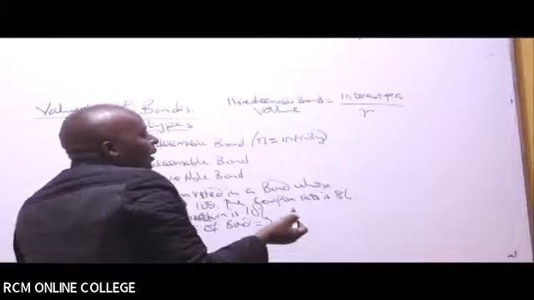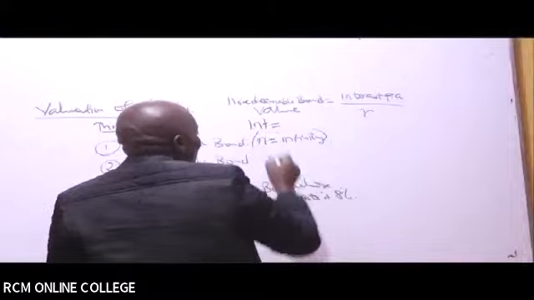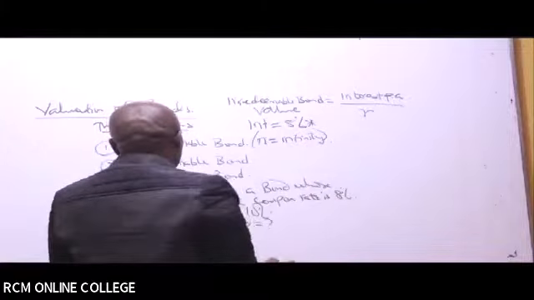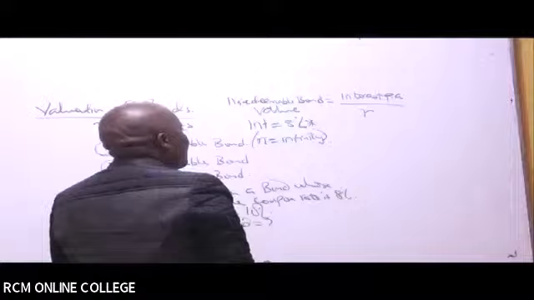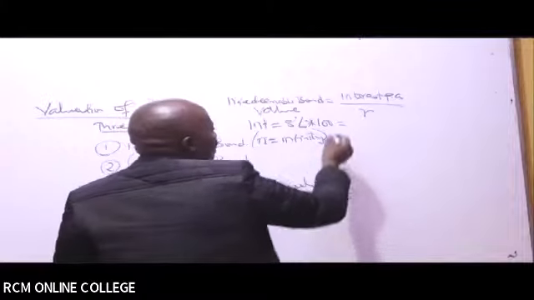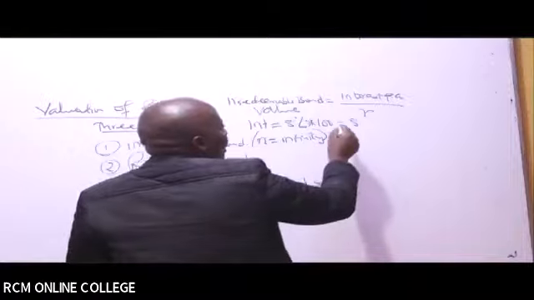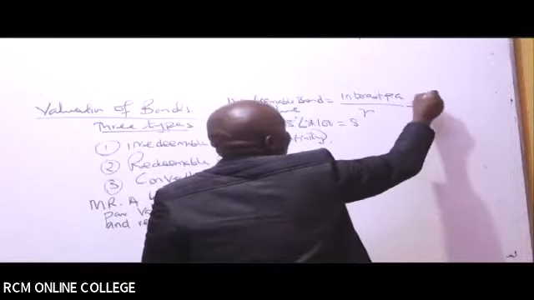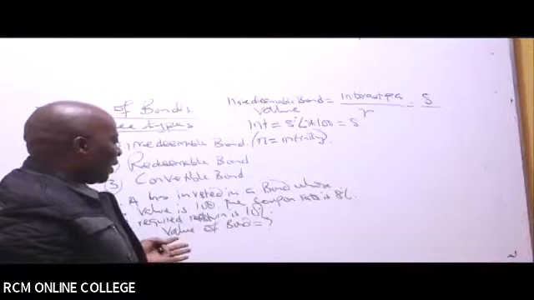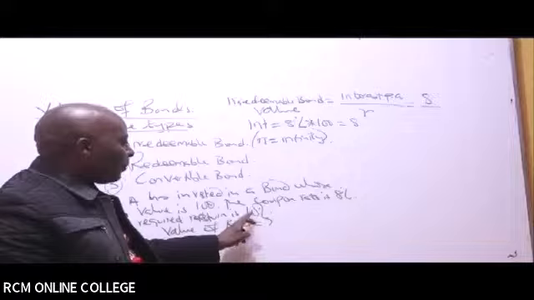In this particular case, the interest for this question will be the coupon rate, 8%, times the par value. So interest is coupon rate times par value. Par value is 100, so 8% times 100 gives me 8. I'll be enjoying this 8 forever, so it will be 8 divided by the investor's required return, which is 10%.